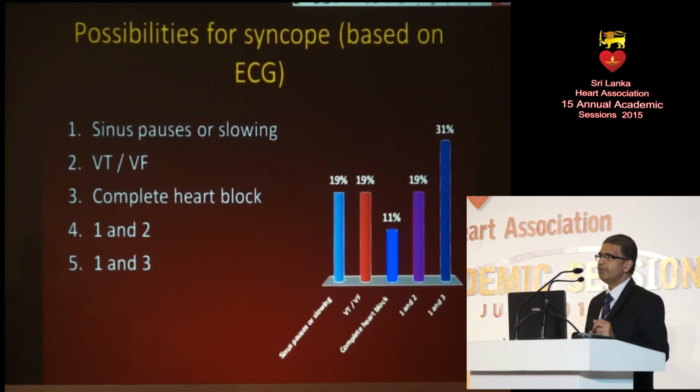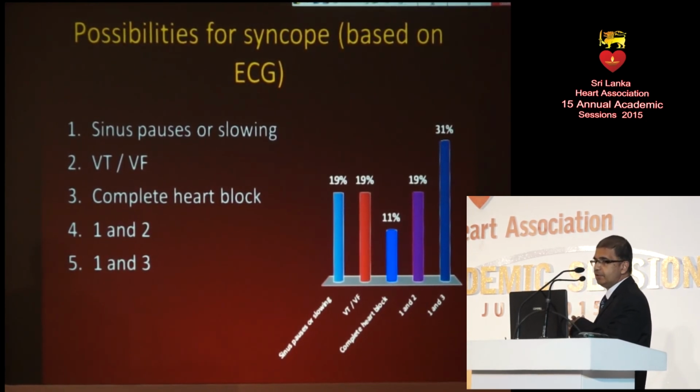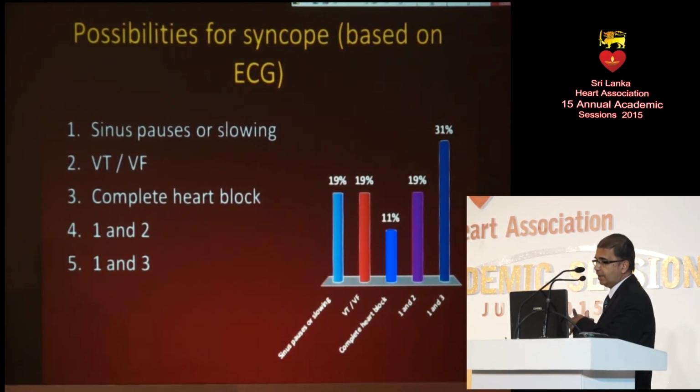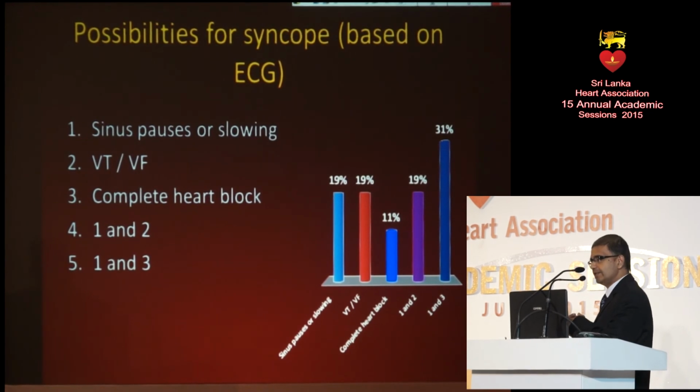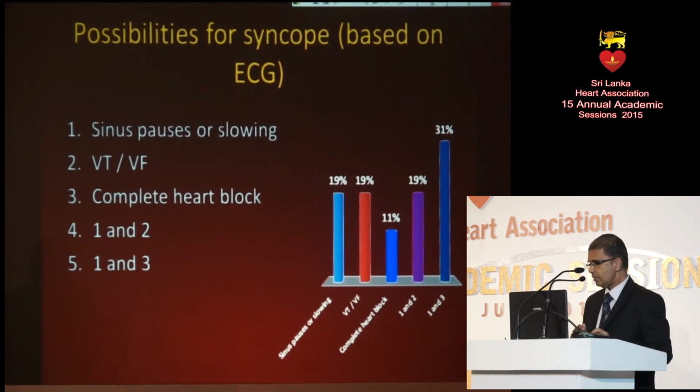Right. Well, people are divided about what it should be. But a majority think it is 1 and 3, which is sinus pauses or complete heart block. And we have some people saying either sinus pauses, complete heart block, or sinus pauses and VT/VF. Well, we can go back to that ECG now.